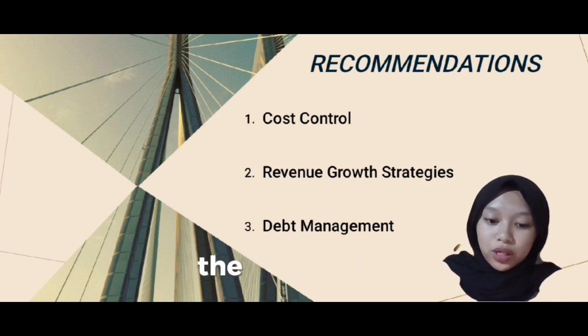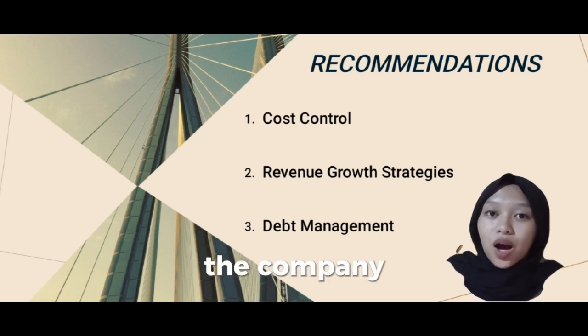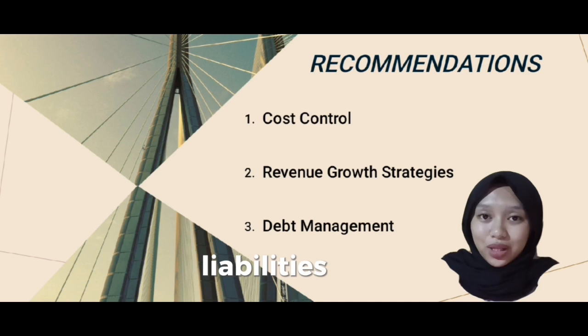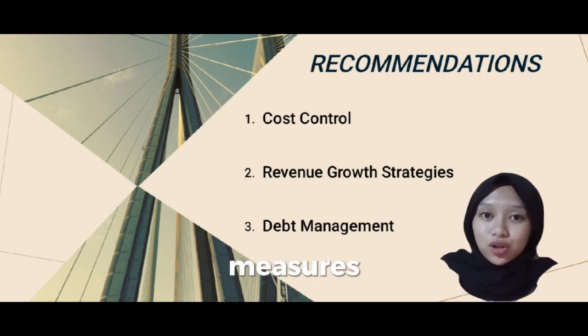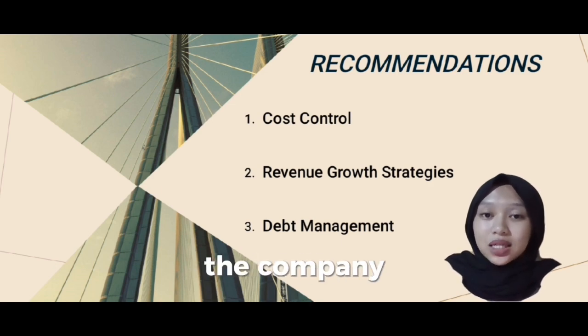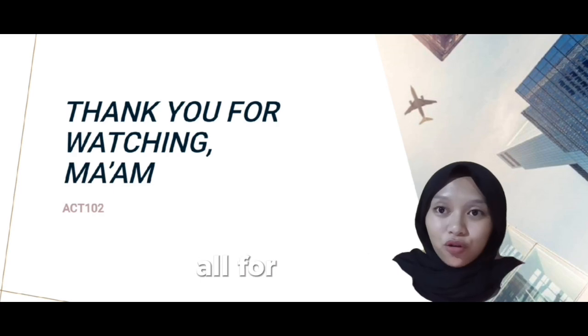In conclusion, the horizontal analysis reveals that while Del Monte Foods maintains stable sales, the company faces significant challenges due to rising costs, increasing liabilities, and declining profitability. Addressing these issues with cost control measures, revenue growth strategies, and better debt management can help the company stabilize and improve its financial performance. I think that is all for my part in discussing.